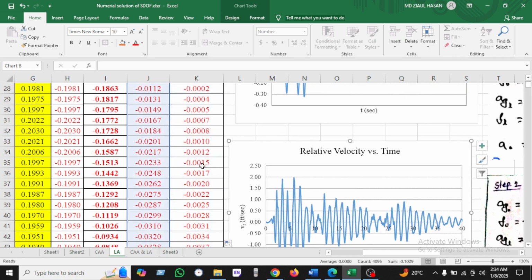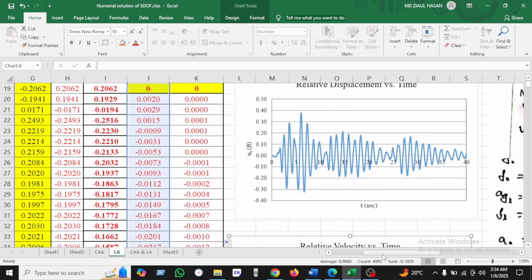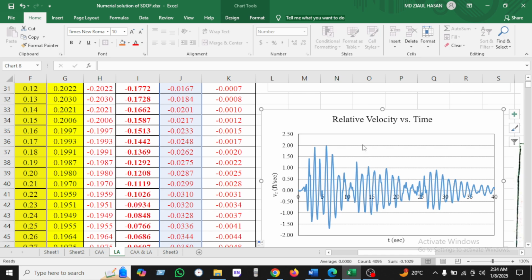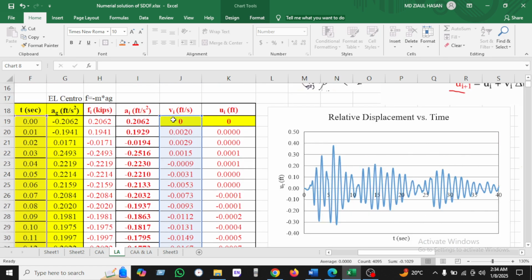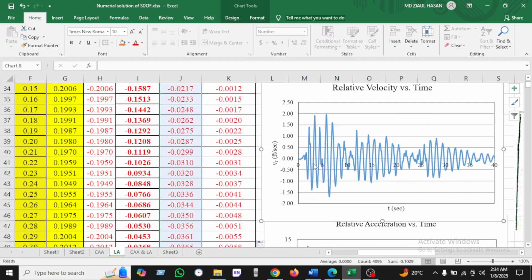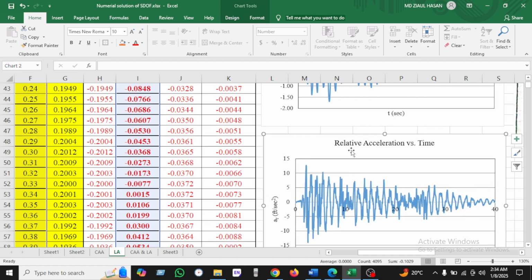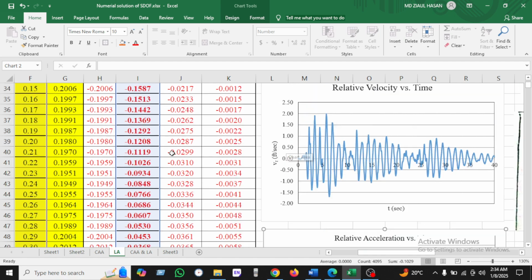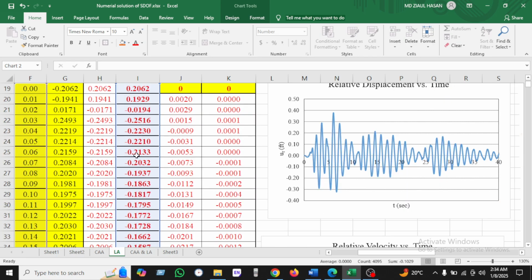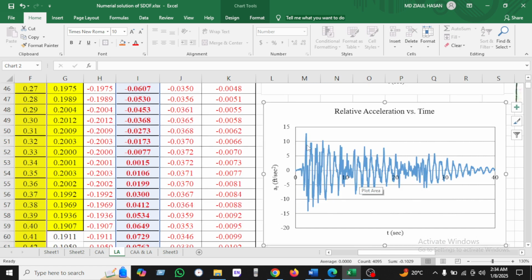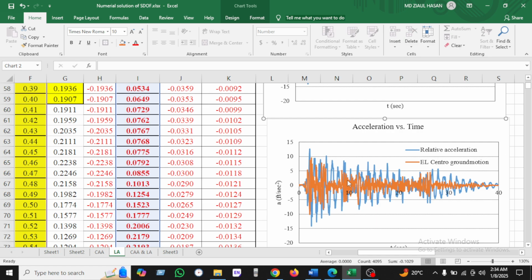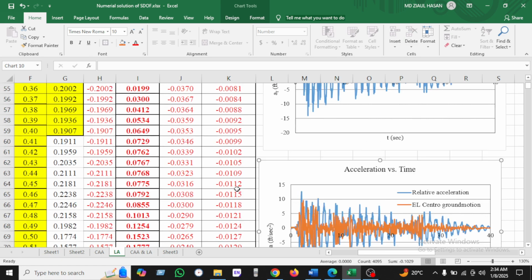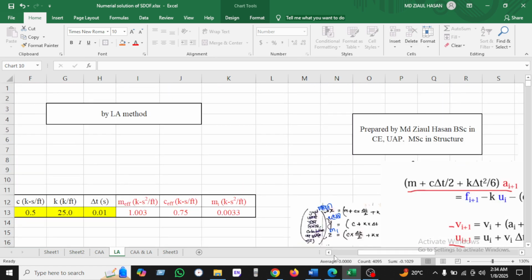In the same way we are plotting another graph, which is time versus relative velocity. Time is x-axis and velocity is y-axis, and found this way. And this is the relative acceleration. We have also x-axis as time and y-axis as acceleration, and found this curve. And this is the El Centro in the orange color, and the blue color is relative acceleration we can see here. Okay, now I hope that you can plot this.